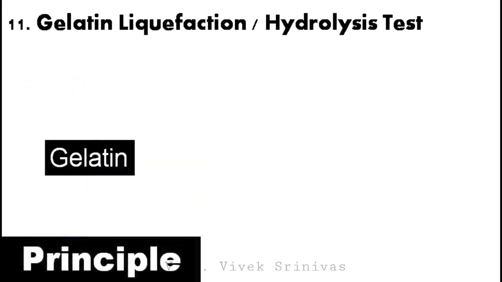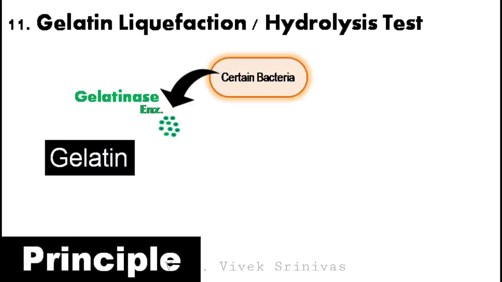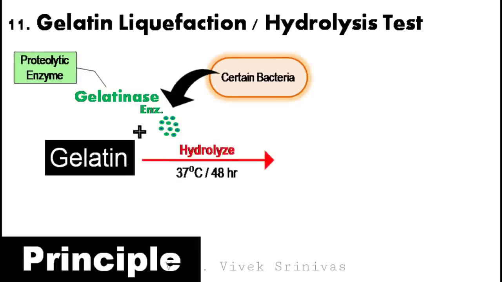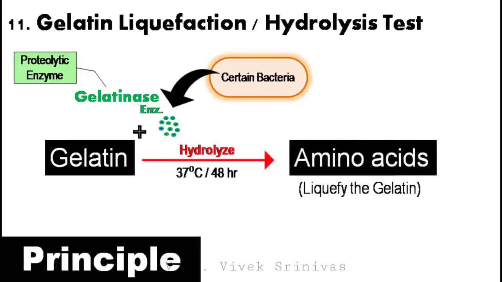Now, we will see the principle of this test. Certain bacteria produce the enzyme gelatinase. This is a proteolytic enzyme. This enzyme, in the presence of gelatin, is capable of breaking down the gelatin into individual amino acids as the end product. This liquefies the gelatin, and it remains liquefied even at 4 degrees Celsius, that is, even at chilling temperature. This is the principle behind the gelatin liquefaction test.